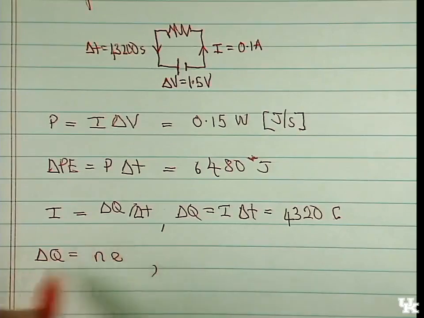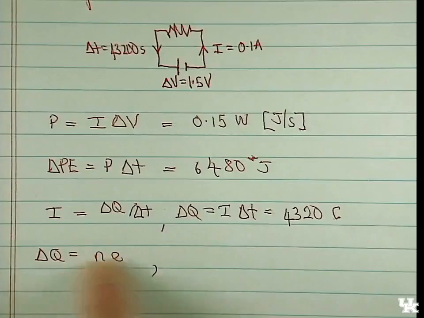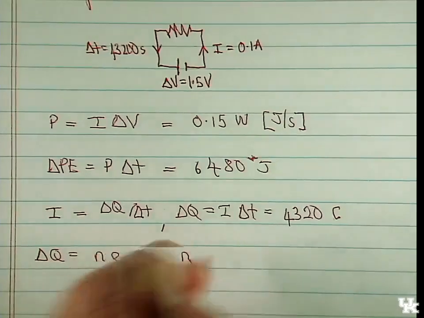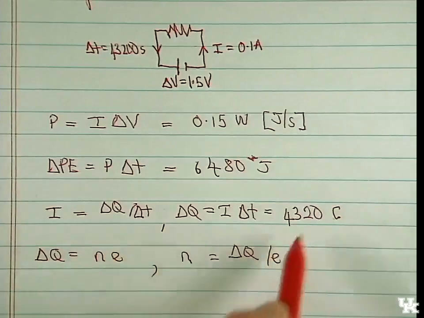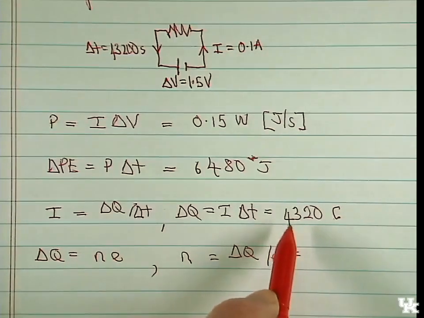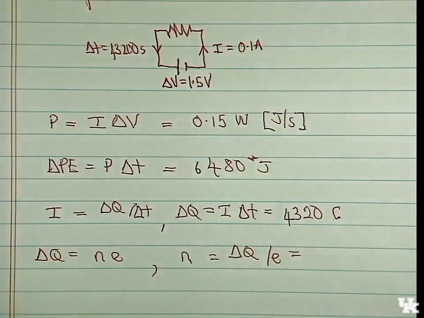So this is just simply the idea that the charge that flowed around the circuit comes in little packets. Each little electron has a given amount of charge, 1.6 times 10 to the minus 19 coulombs of charge. And so if I get a certain total charge, I can figure out the number of electrons n that corresponded to that total charge. All I've got to do is divide delta Q by e. So this is this large number of 4,300 coulombs divided by the tiny, tiny, tiny number of 1.6 times 10 to the minus 19 coulombs.